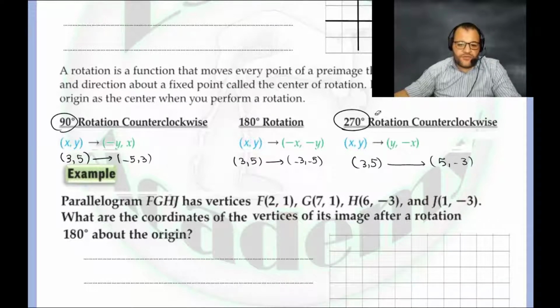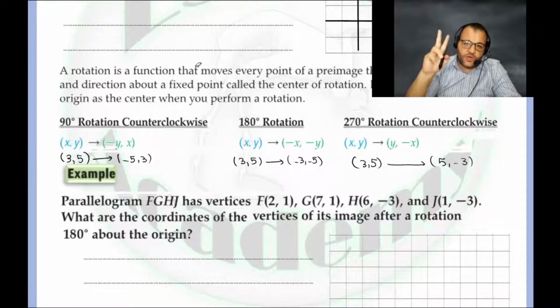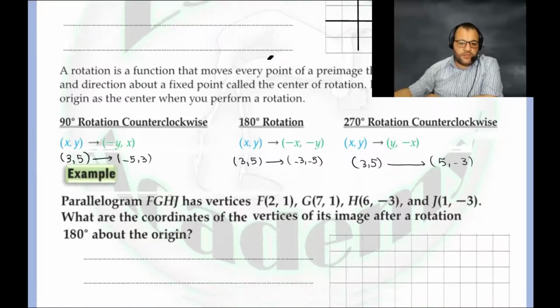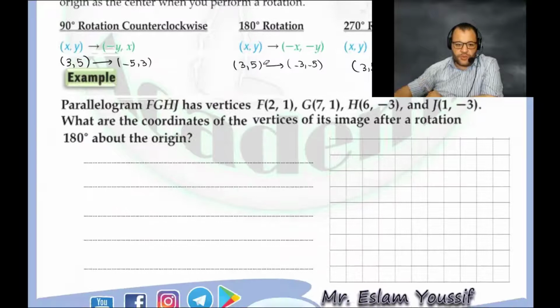So all that is the formula that you have to know. How many formulas do we have now? We have 2 for reflection, 1 for translation, and 3 for rotation. So we have 6 formulas. If you want me to write all of them on just one page, no problem, I will write them.